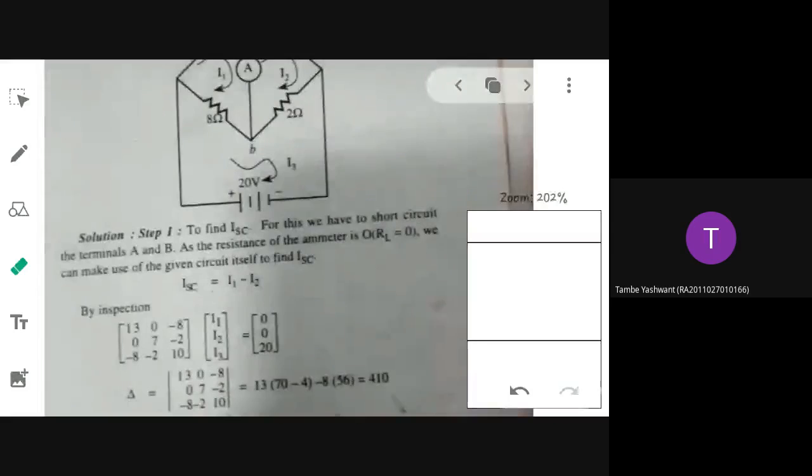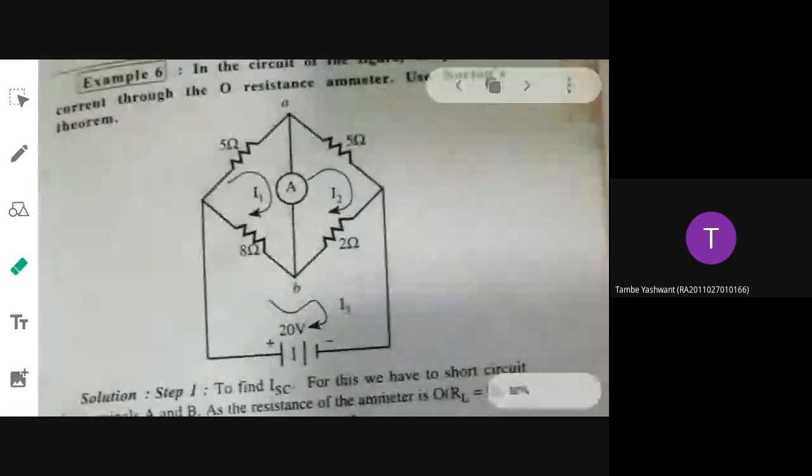Okay, now all got this answer, ISC. Next, how will you proceed for R-Thevenin? You know the procedure. How will you solve R-Thevenin? Kill all the sources. Kill means short the voltage source. This is the single source that you have, so you will short it. Otherwise it will be left open. Open or short.